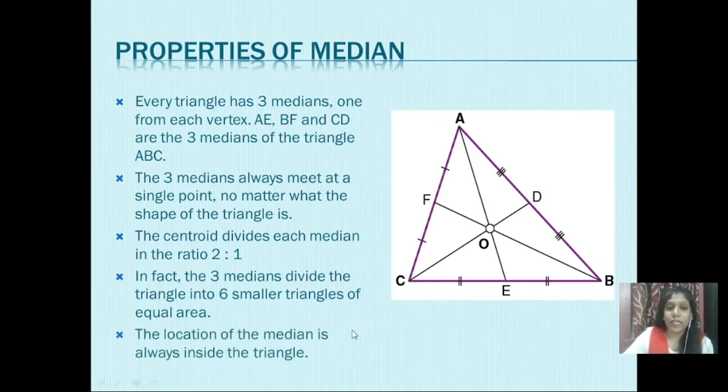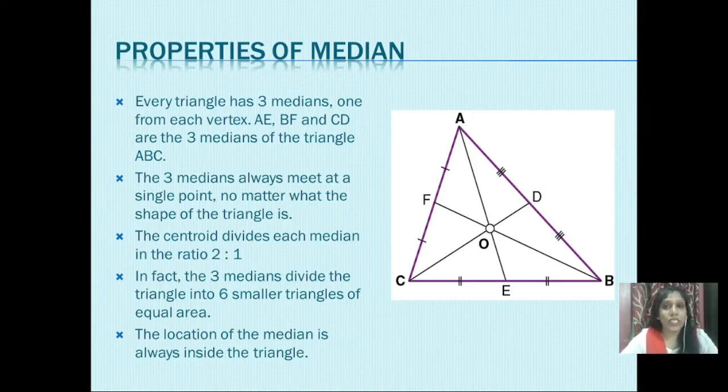The location of the median is always inside the triangle. So the location means the centroid. The centroid is always inside the triangle. It is never outside. Like in the obtuse angle triangle, when we were studying altitudes, the altitude of the triangle was lying exterior of the triangle, correct? But over here, the median always lies in the interior of the triangle. It is never in the exterior. So this is one difference.